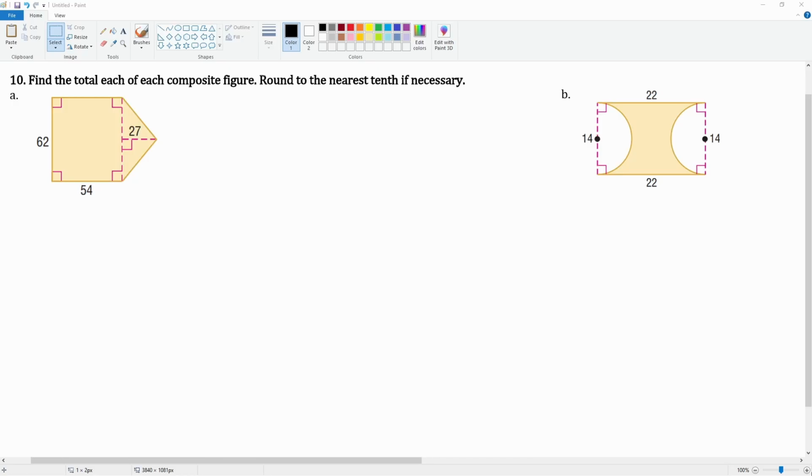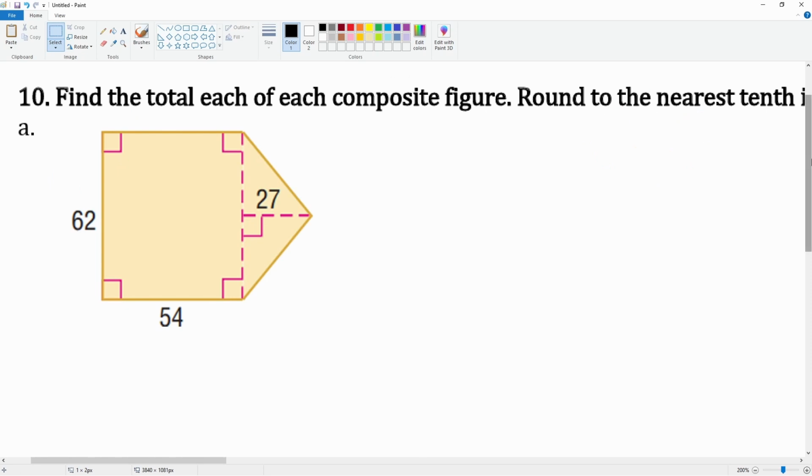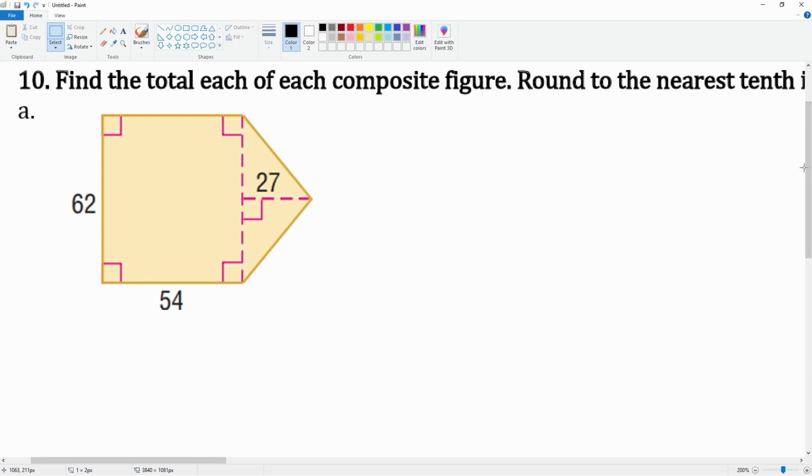All right, here we have number 10. We're going to find the area of this composite figure, okay? So it's this big shape. Let's break it up. Please understand that, do you see how this is 62? That means this is also 62. If this is 54, this is also 54 up here.